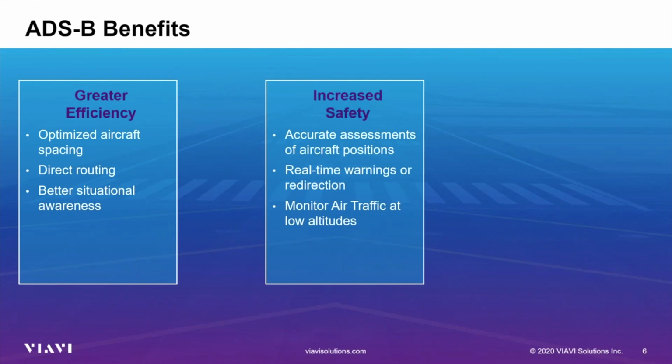In terms of increased safety, the enhanced level of shared data that ADS-B enables allows pilots to more accurately assess the position of other aircraft and receive real-time warnings or redirection. This creates a significantly improved safety profile, with callouts no longer subject to latency constraints and error levels are minimized. ADS-B can also monitor air traffic at very low altitudes or on the ground, so inadvertent runway incursions become appreciably less likely.